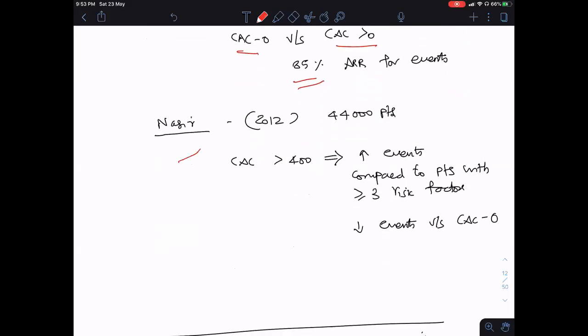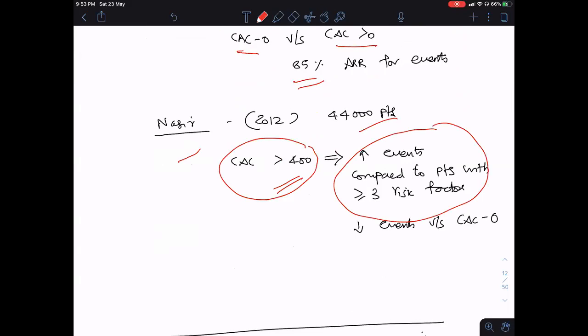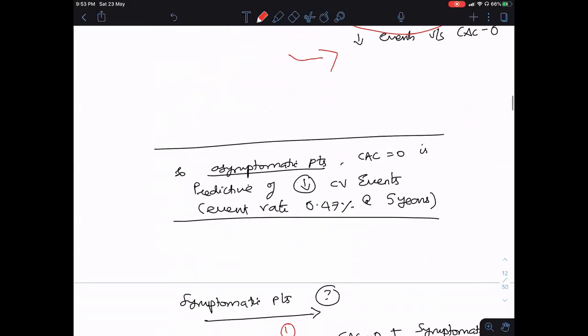So this was another study which looked at a good high number of patients with coronary artery calcium of more than 400. It was found that just the fact that CAC is more than 400 increased cardiovascular events, even when you compare it with patients who have more than 3 traditional risk factors. And this study also found that if the CAC was zero, the total amount of coronary events came down. So briefly, in patients who are asymptomatic, if we are doing a coronary artery calcium to understand if they have a risk factor for a future CV event, the CAC of zero is quite predictive. That is, the event rate is only 0.47% at 5 years.